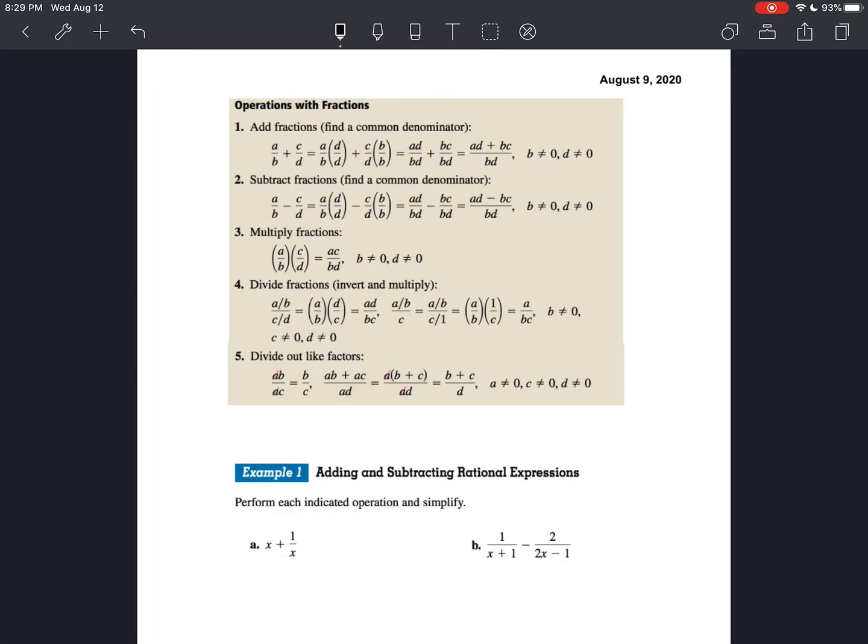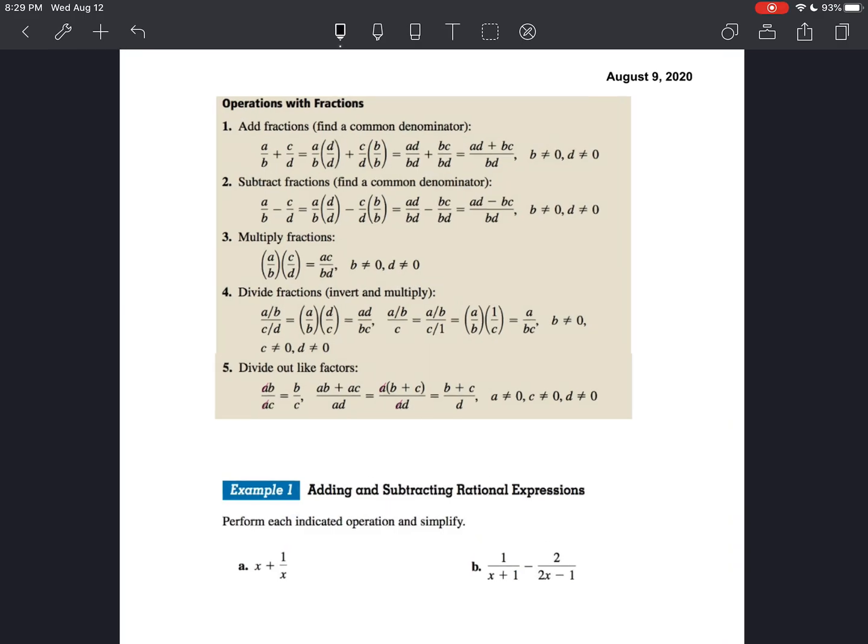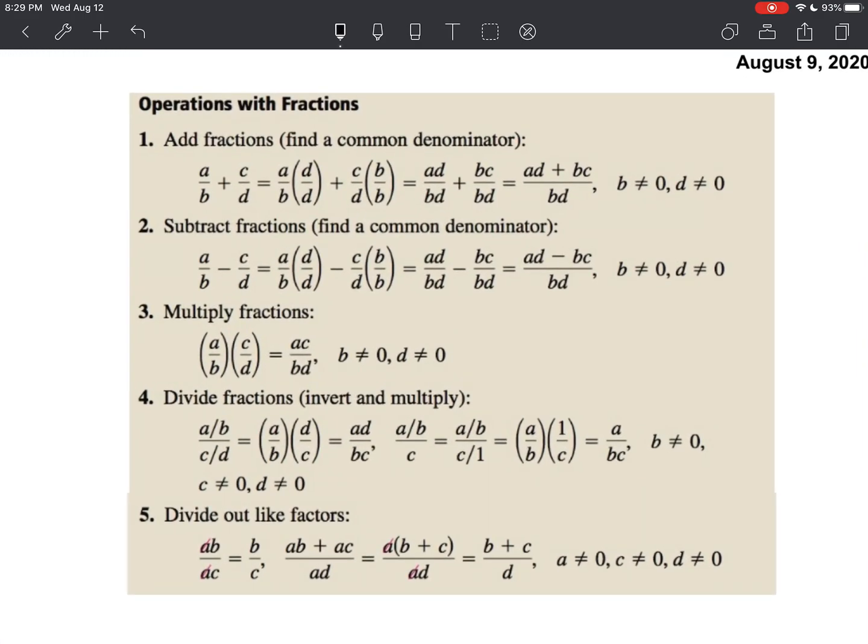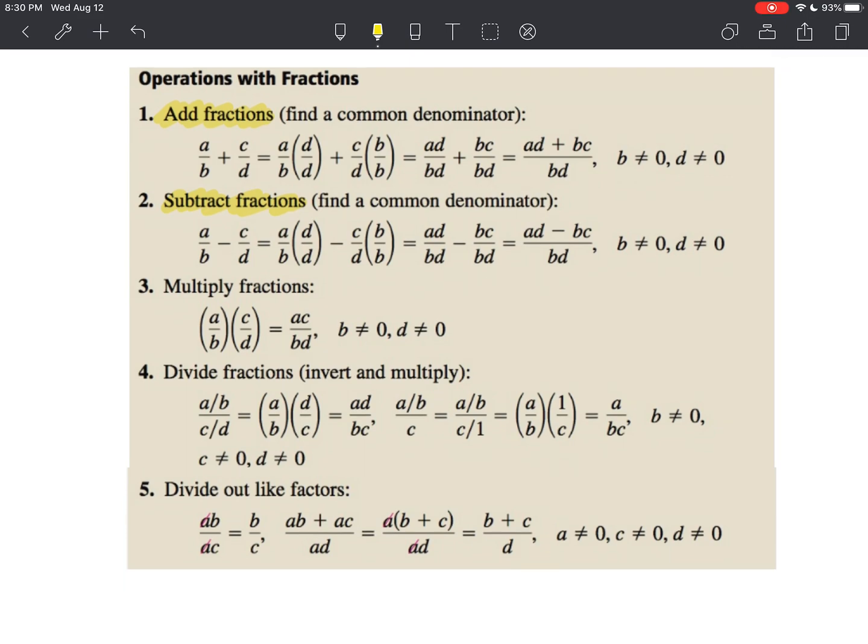Of course, in this class it's going to get a little bit more complicated. It brings it up to a higher level. So this right here looks complicated. This just shows you how to add fractions. If I'm adding fractions, I need to get a common denominator. That's all that says, common denominator. When I'm subtracting fractions, I need to find a common denominator, and that's what the next equation says.